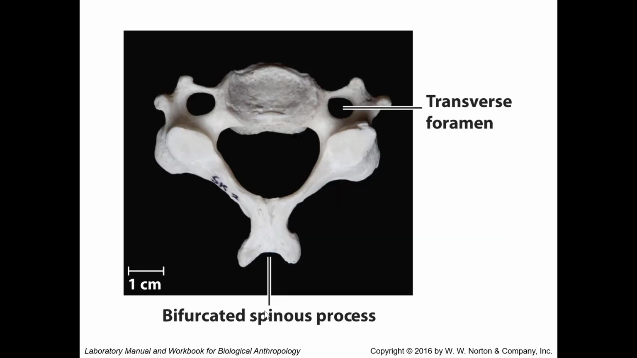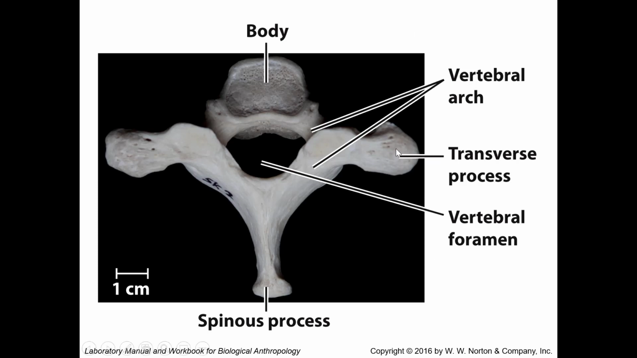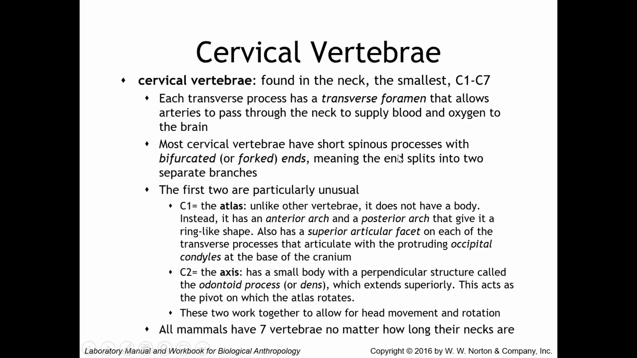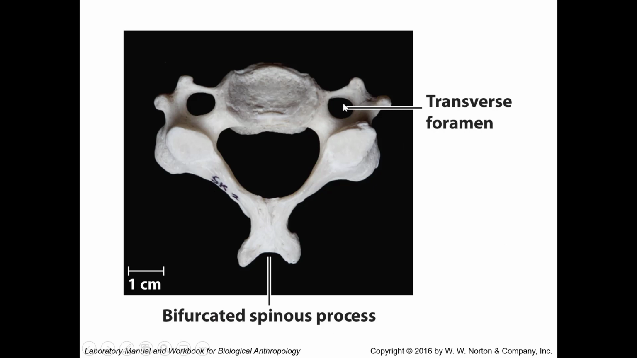So if you remember our transverse processes, this is on a thoracic again, but on a cervical, they have a transverse foramen. What is important about this, and why we have this transverse foramen, is because it allows arteries to pass through the neck and to supply blood and oxygen to the brain. The other thing about our cervical vertebra is that most of them have a short spinous process with a bifurcated or forked end, meaning that this end splits into two separate branches.